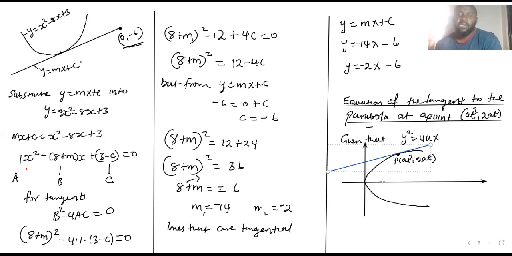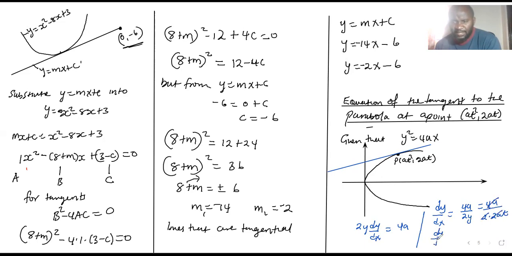Okay. Then this is what is likely to happen. There are 2 methods you can use. One, we have already seen that 2y dy/dx is equal to 4a. One can say dy/dx is equal to 4a over 2y. Substitute 4a over 2 times 2at. Dy/dx is 1 over t. Very correct.